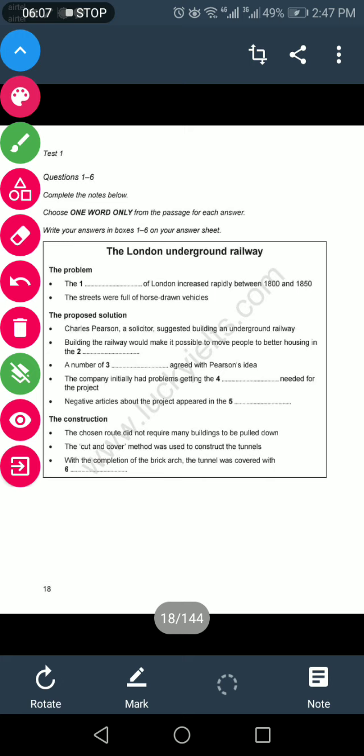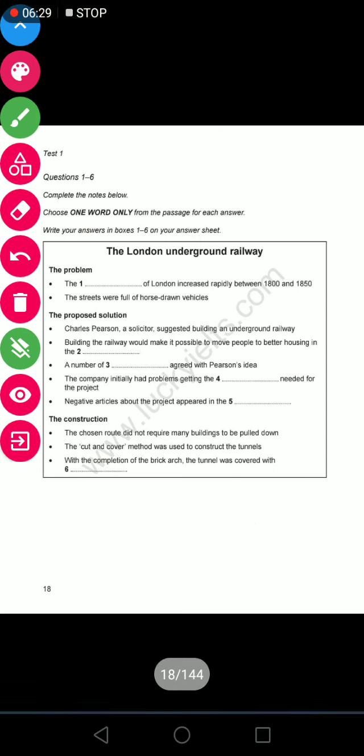In the next blank, the company initially had problems getting the dash needed for the project. Here we have to find out the company initially had problems. Which type of problems did the company initially have? Dash needed for the project. What the company needed for the project, we have to find out.